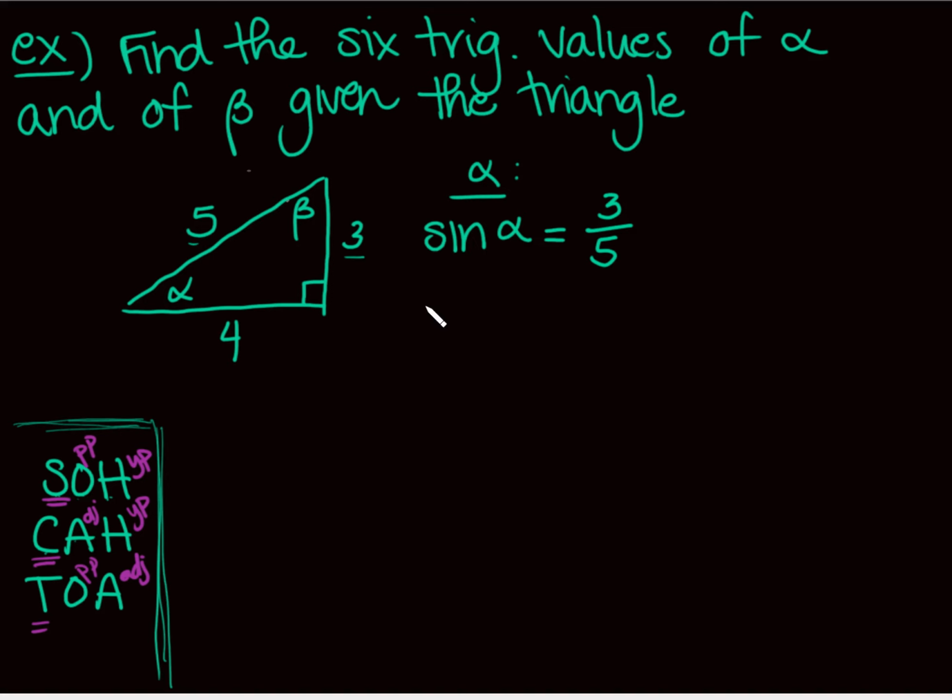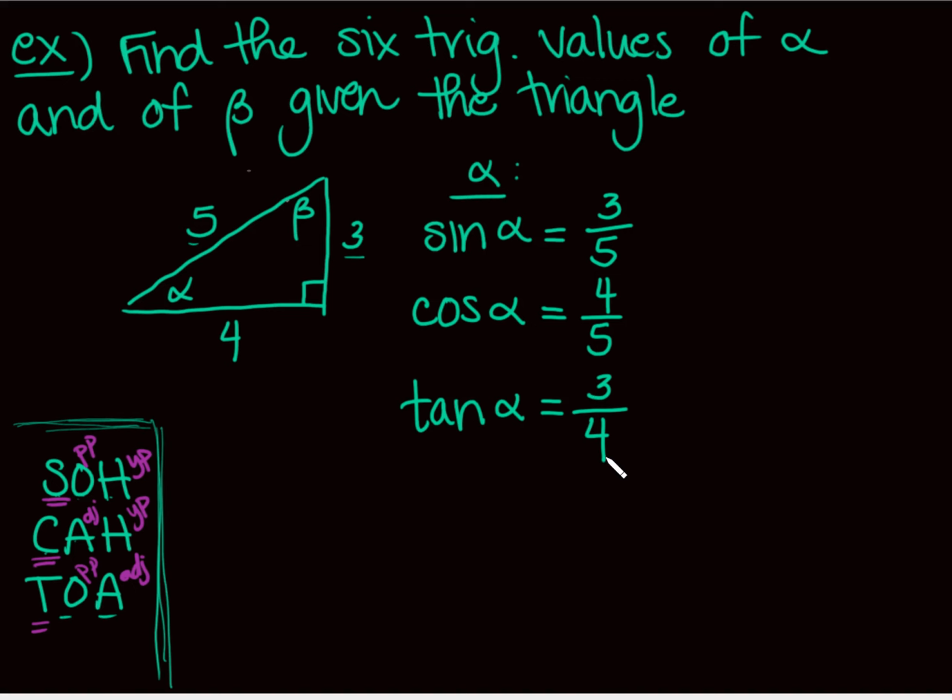Okay. Cosine of alpha. So these are pretty easy. It's just a matter of memorizing what they stand for. Remember, cosine is adjacent over hypotenuse, so I'm going to alpha. What's my adjacent side? It's 4. My hypotenuse is 5. And then tangent of alpha, right, so here's my alpha. Opposite is 3. What's adjacent? Adjacent is 4. So my tangent is 3/4.